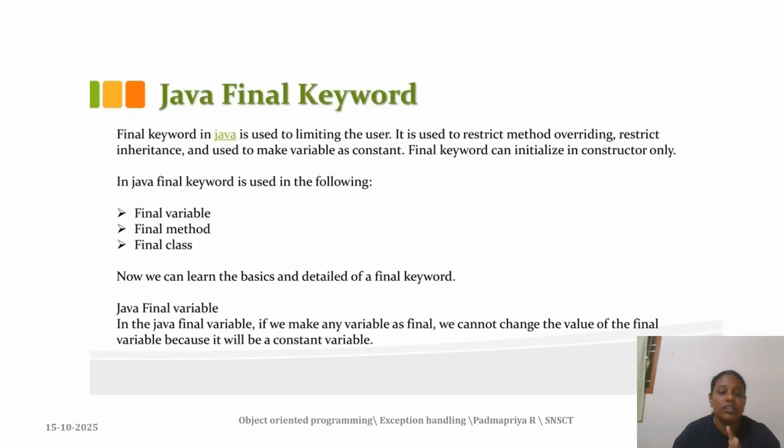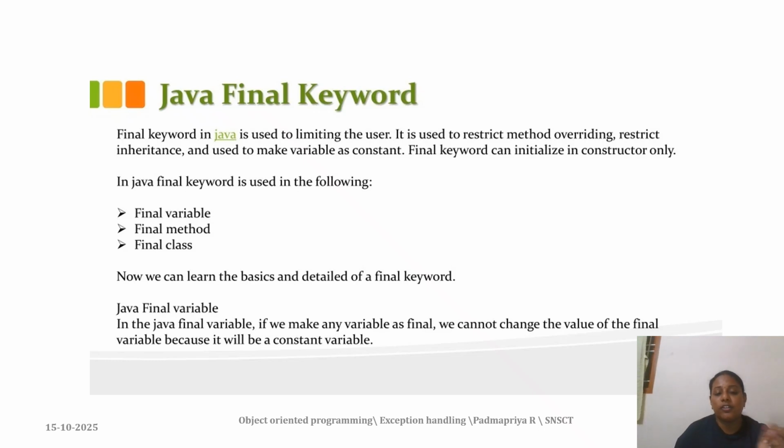The next one, the Java final keyword. What does the final keyword mean? It limits the user. It restricts method overriding, restricts inheritance, and is used to make a variable a constant. This is the final keyword we are using here.